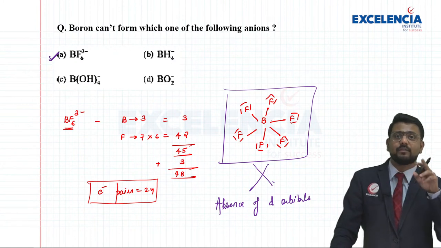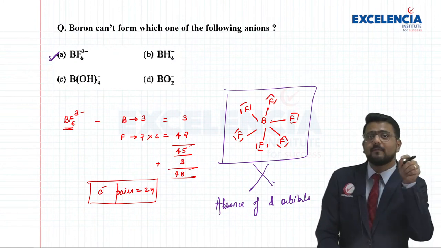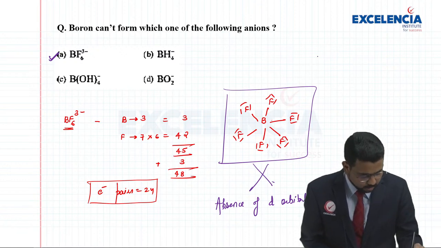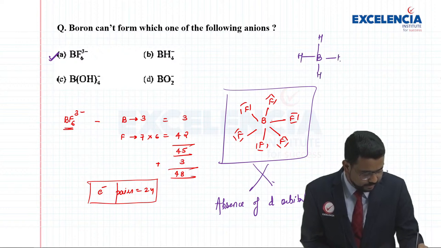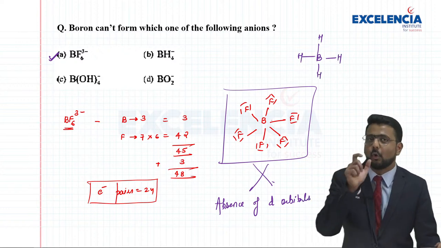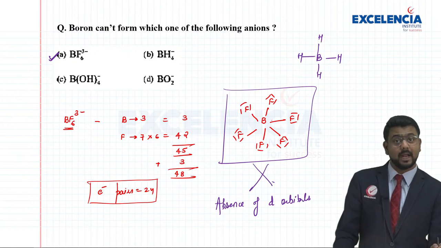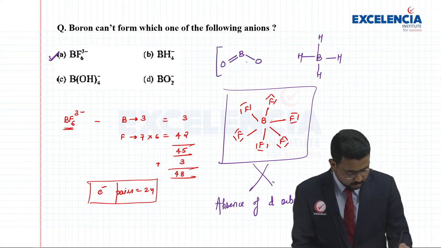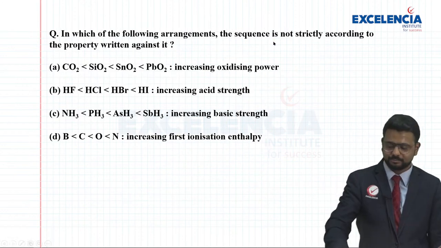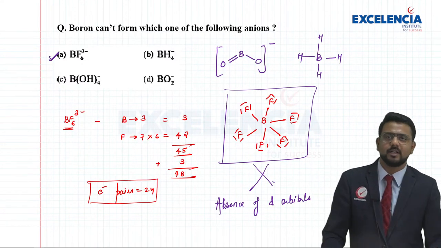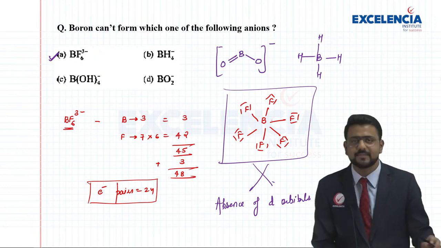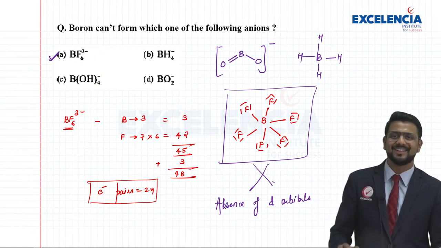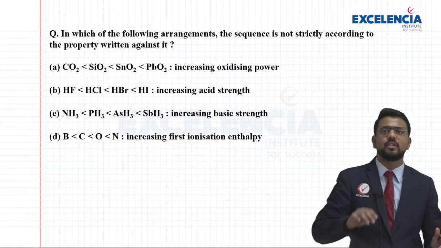If you consider BH4 negative, the octet of boron will be complete, right? So here you could have BH4, obviously with a negative sign. Definitely here boron has its octet complete. So is the case with B(OH)4 negative. And if I consider BO2 negative, its structure is like this: B double bond O, and of course there is a single bond O, and overall there is a negative charge. So of all these options, you will clearly be able to get the answer that BF6 3 negative is not possible for boron, right? Alright, so let's have a look at the next question here.